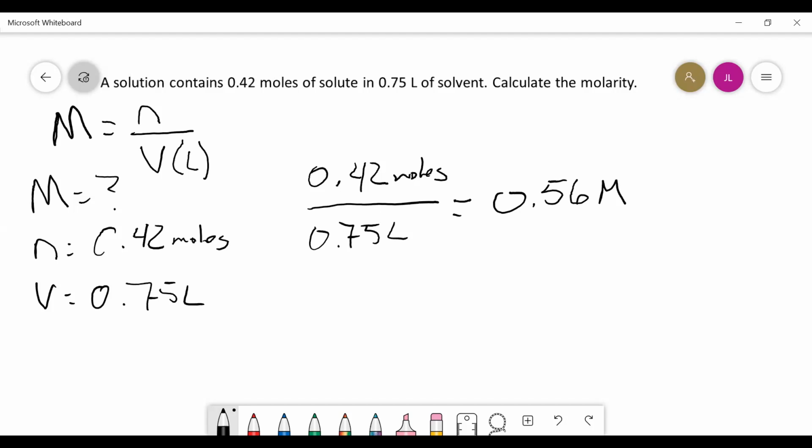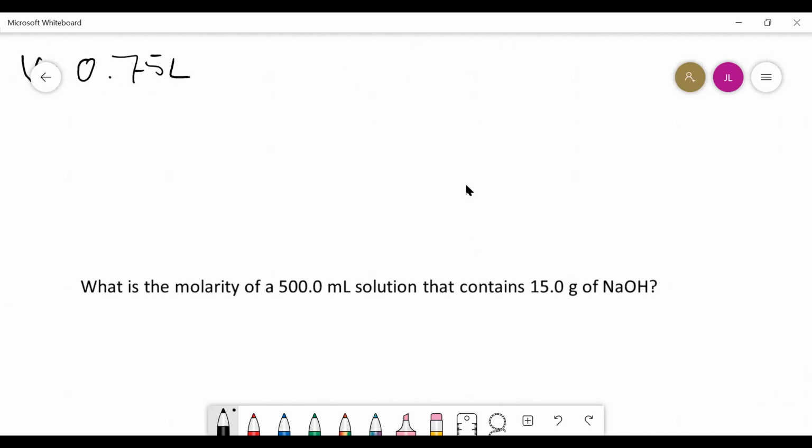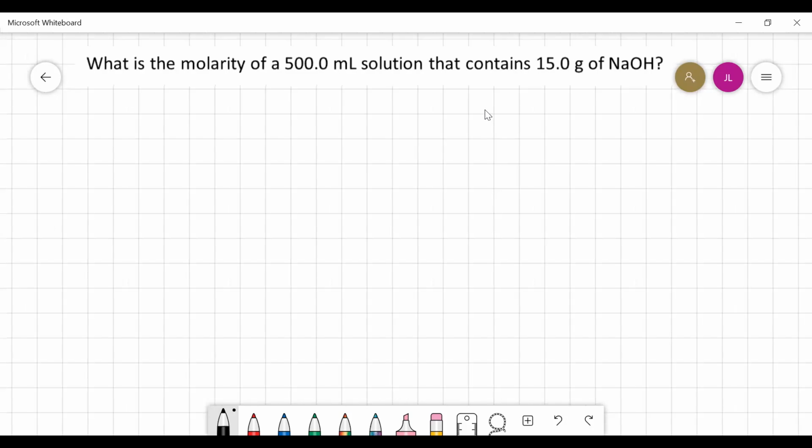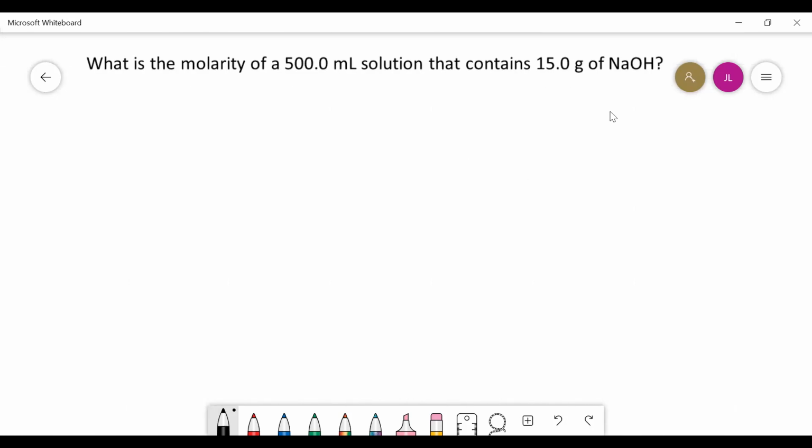molar. We don't call it molarity when we tell you that; we say a 0.56 molar solution, which is the same thing as saying, you can sometimes say, molar is moles per liter. So that's easy enough. Now if we look at the calculation of what if we don't know what the moles are. In this case, I want you to find out the molarity of a 500 milliliter solution that contains 15 grams of sodium hydroxide.